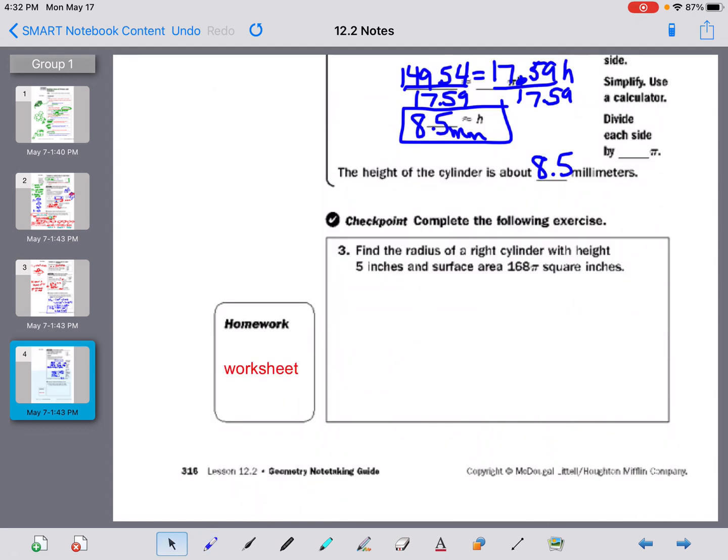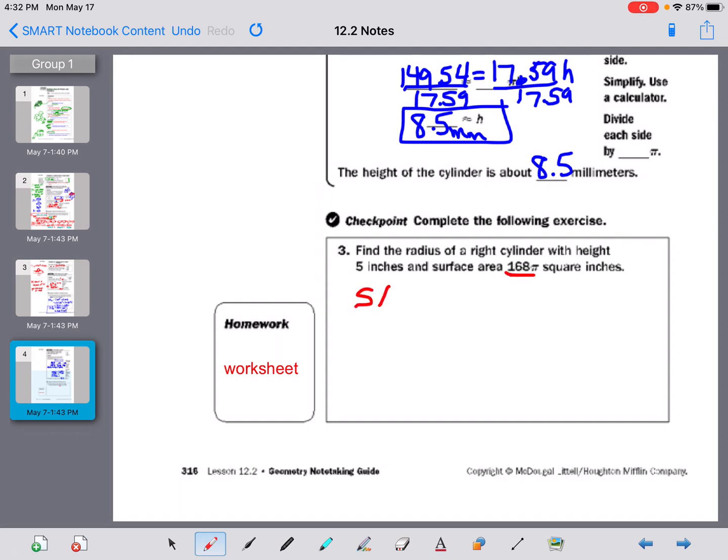All right, and number 3 is much more like I would put on a test or quiz for you, okay? And it's got some good math. All right, find the radius of a right cylinder with a height of 5 inches and a surface area of 168 pi square inches. I love that I see pi.